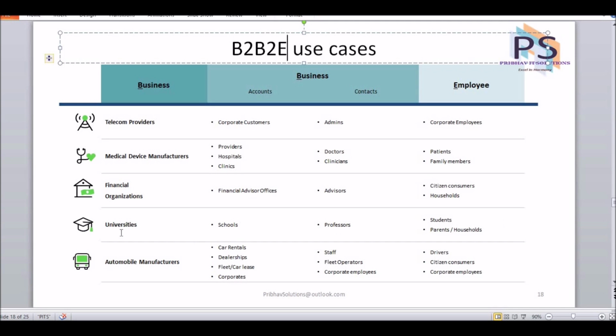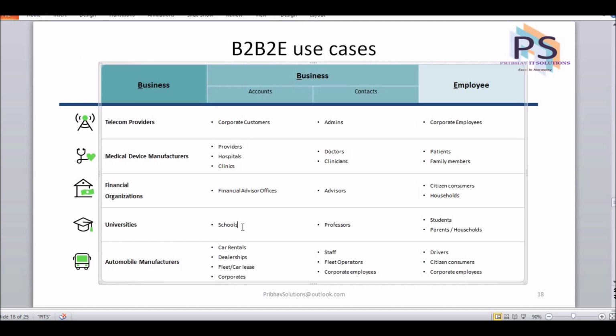So another example, universities, where they are affiliated with certain schools, colleges, right? So these are the accounts for them. Now we have the people, professors, who can be contacted for any issues with the universities. So these are the contacts. The people who are actually working in these schools, or the students or the parents and household who are actually consuming those services, are called the employees of that. That model is called B2B2E.